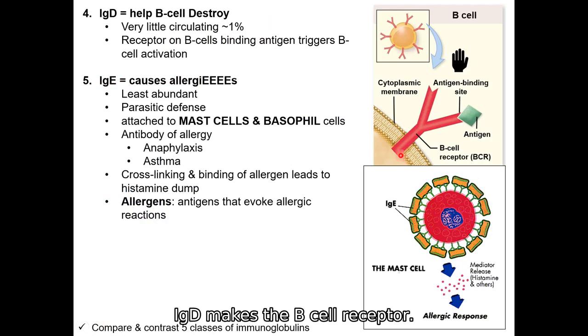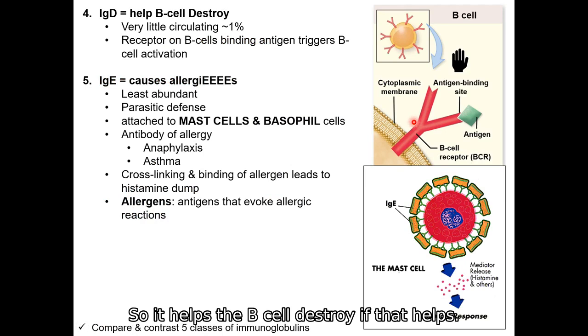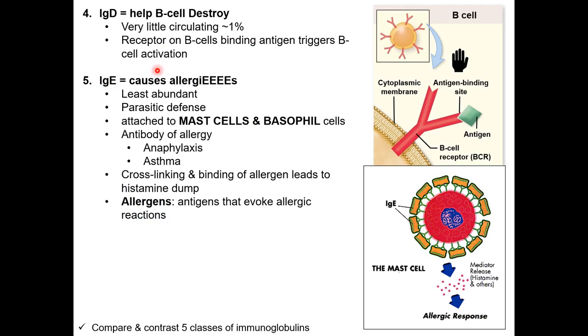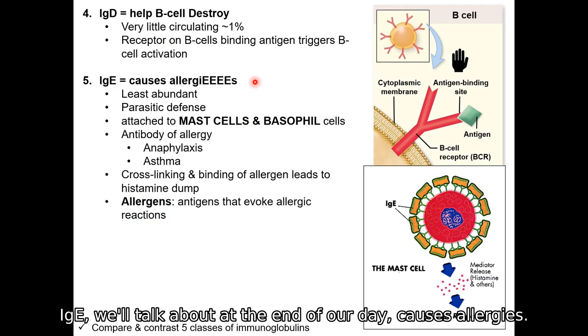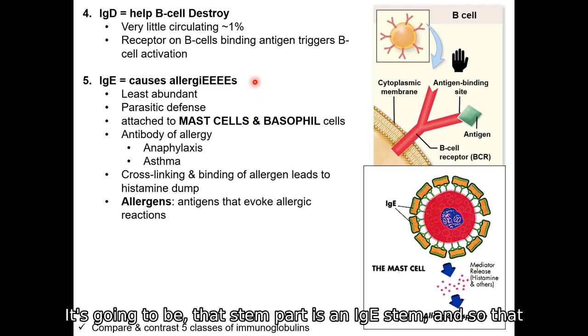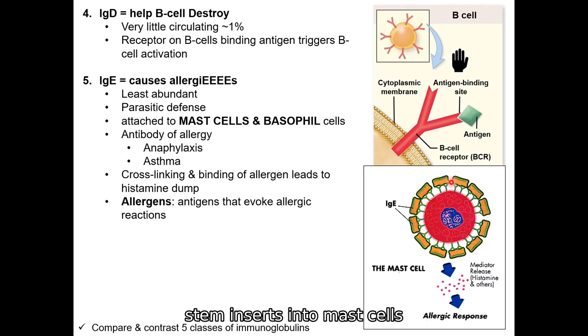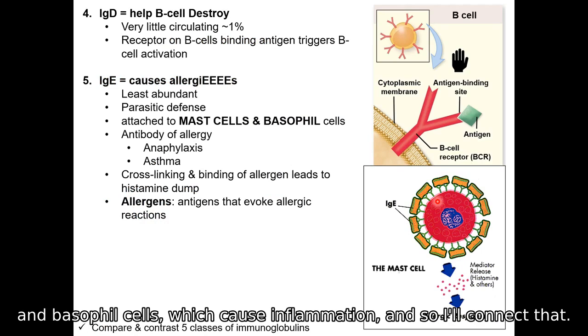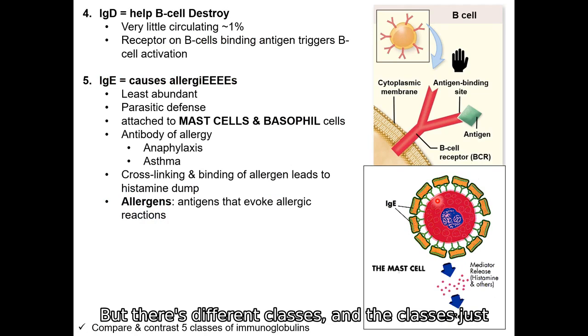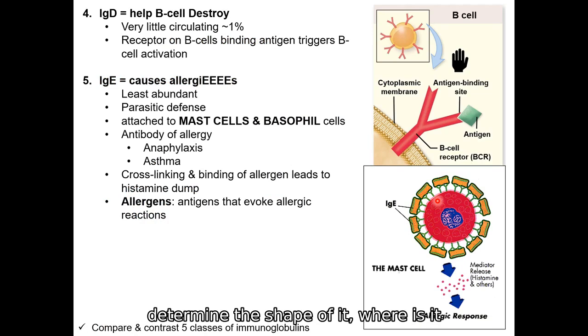IgD makes the B cell receptor. So it helps the B cell destroy, if that helps. There's not a lot of it circulating. IgE, we'll talk about at the end of our day, causes allergies. That stem part is an IgE stem, and that stem inserts into mast cells and basophil cells, which cause inflammation. And so I'll connect that. But there are different classes, and the classes just determine the shape of it and where it is located in the body.